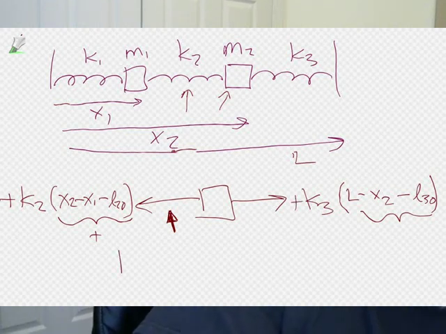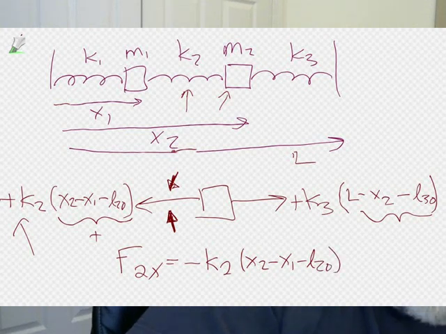So now we have F2x is equal to minus k2 again, because I drew this guy to the left. It's in the minus x direction. So I have to flip the sign here when I write down the x component of force, times x2 minus x1 minus L20, plus k3 times capital L minus x2 minus L30.